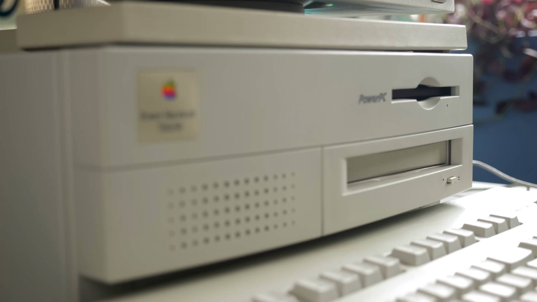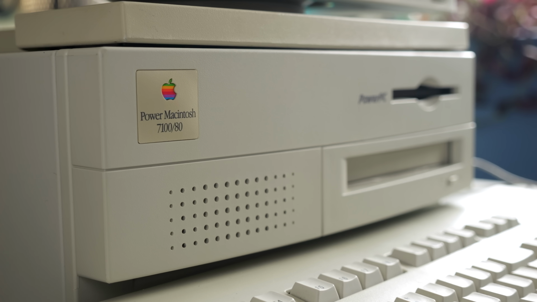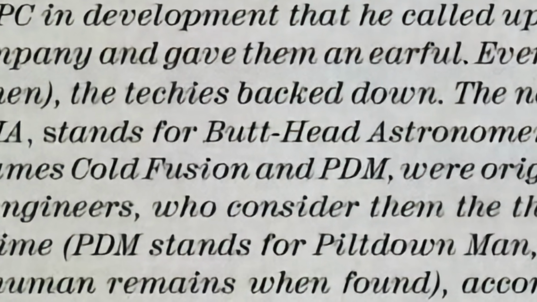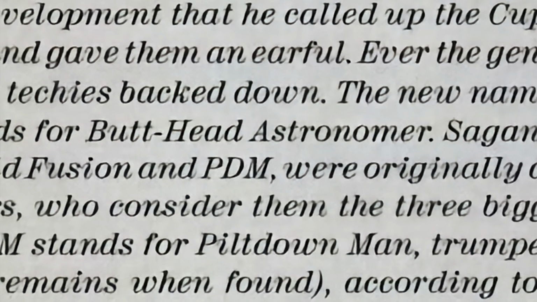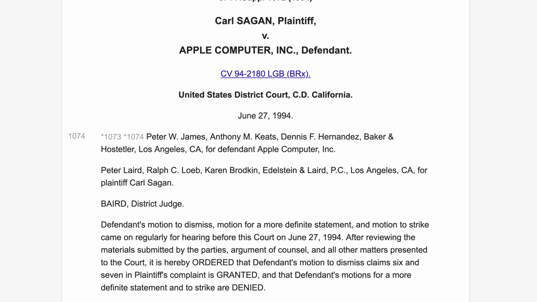Apple's lawyers capitulated and told the development team it had to come up with a new code name for the 7100. This made the engineers a bit upset, but they complied, choosing BHA. As it turned out, that was an acronym for Butthead Astronomer, which also leaked to the press and prompted Sagan to take Apple to court for defamation.